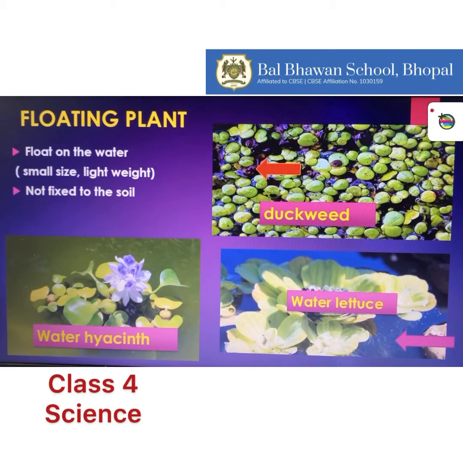See the water lettuce. They are floating on the surface of the water. They are not fixed to the soil. They've got spongy bodies. These floating plants have spongy bodies. They have empty spaces which are filled with air. This adaptation helps them to float on the surface of the water because it makes them light. In the water hyacinth, you can easily see these spongy bodies.